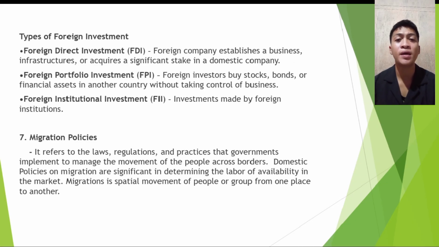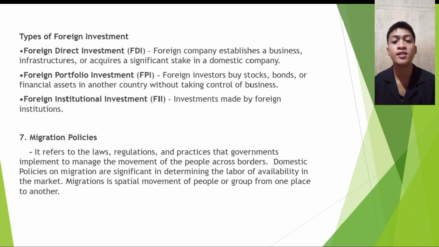So this is when people or companies from other countries put money into a different country. There are three types. First, foreign direct investment or FDI: a foreign company builds something new or buys a large part of an existing company. And the second one is FPI, foreign portfolio investment. Foreign investors buy small pieces of a company or government debt but do not get any power to run the business.